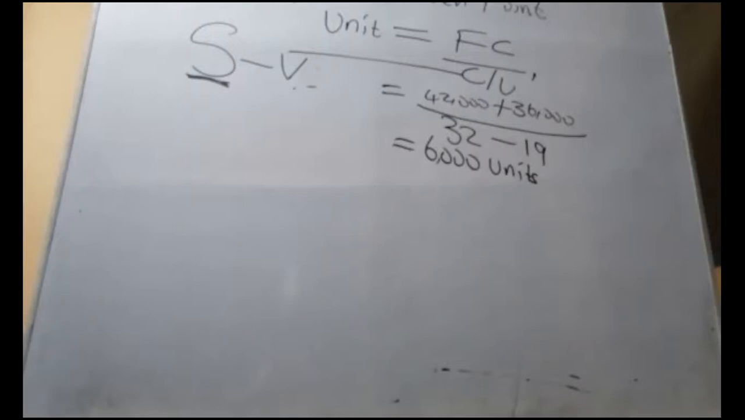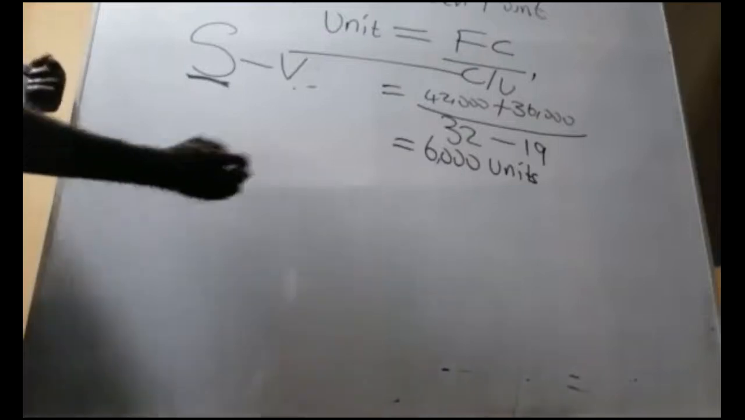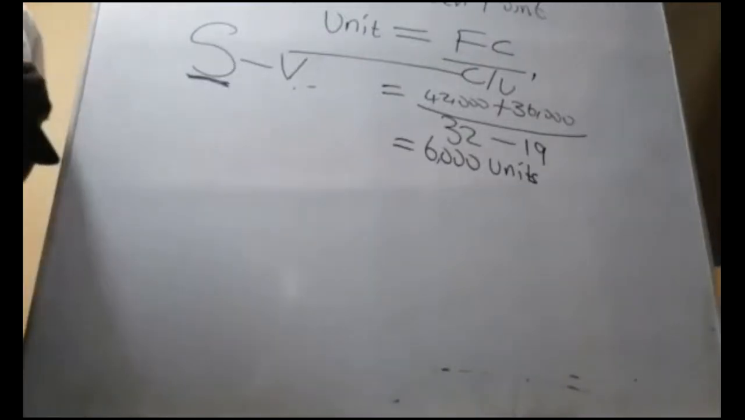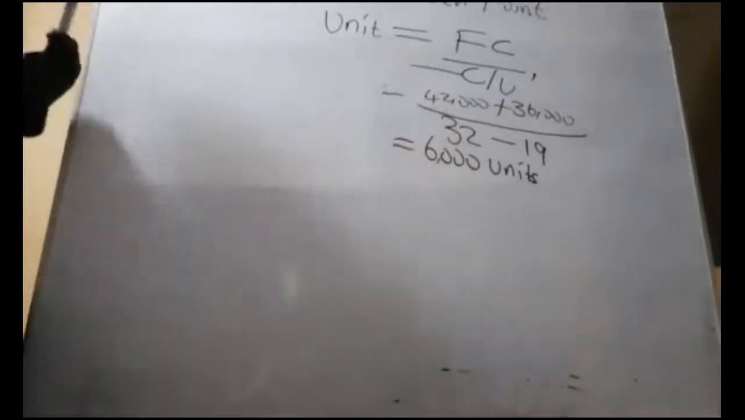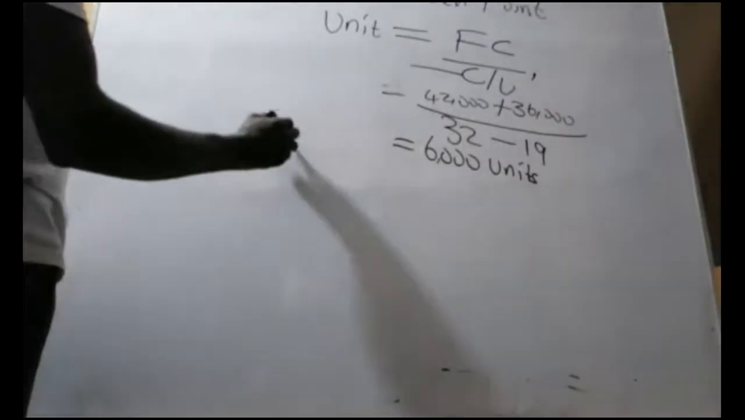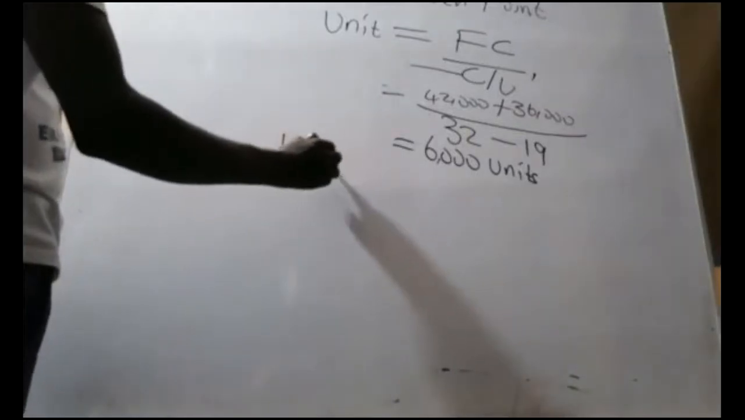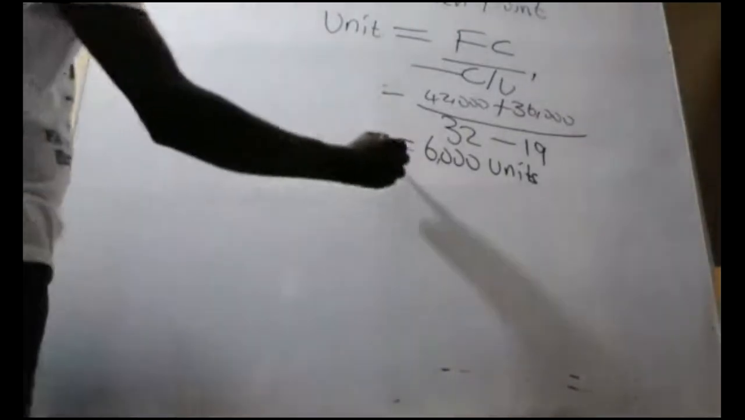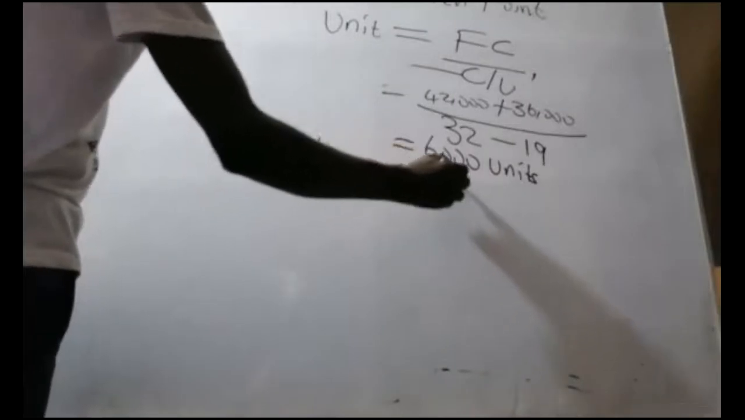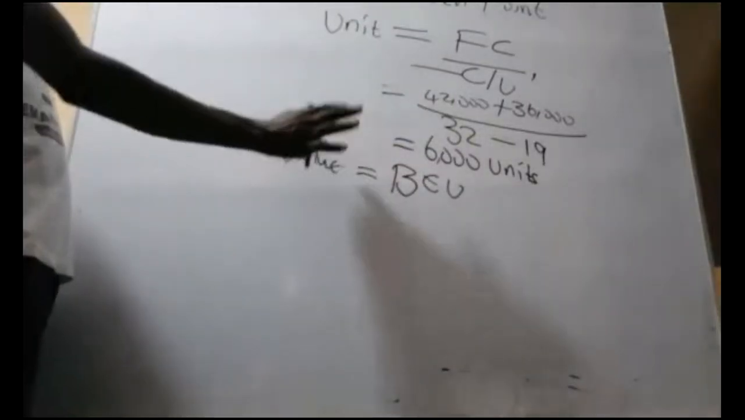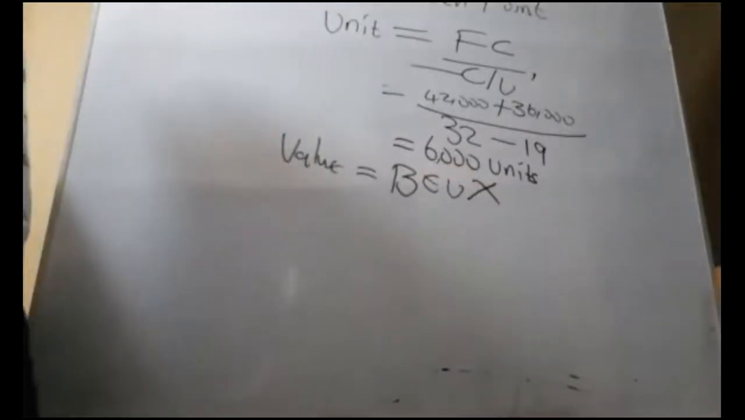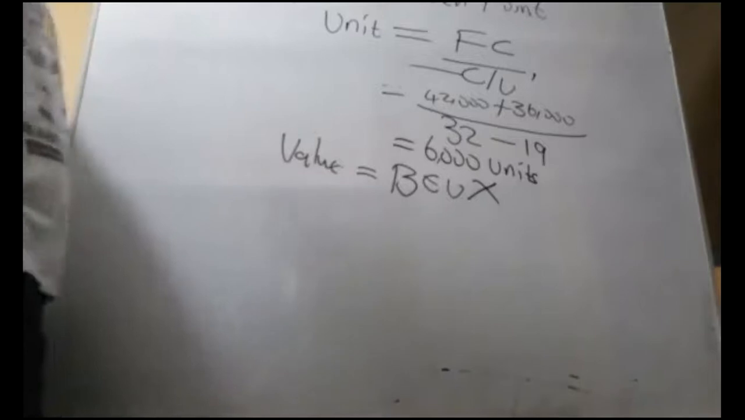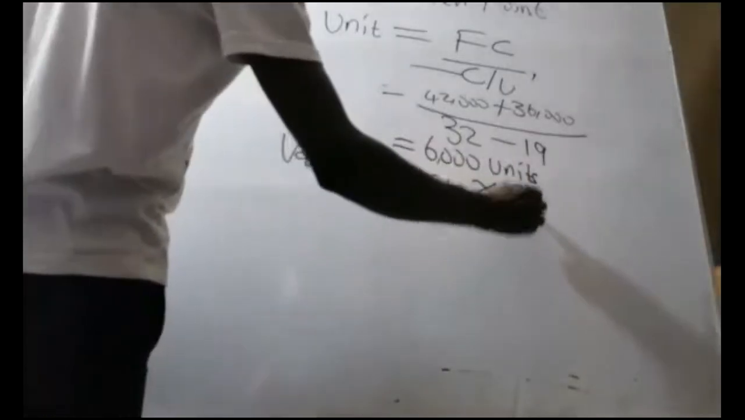Perfect. Now let's see. Everybody must get the answer. So value. How do you get a break-even value? Break-even value is equal to break-even unit. If you don't know the unit, you can't do the value with this approach. Break-even unit times the selling price.